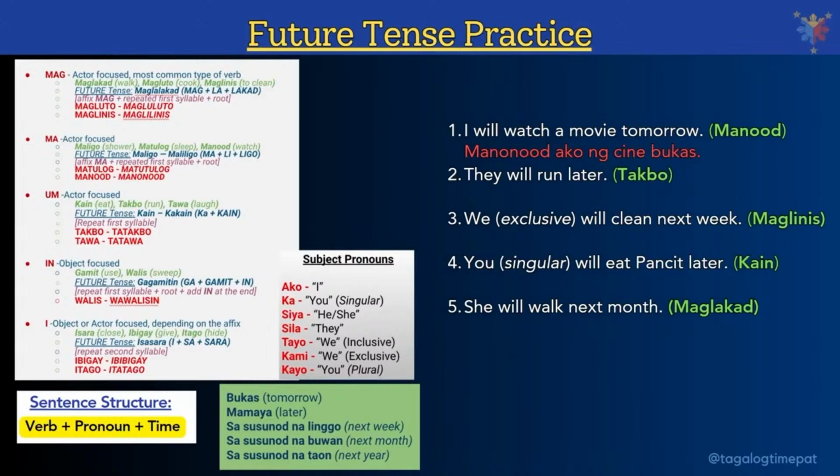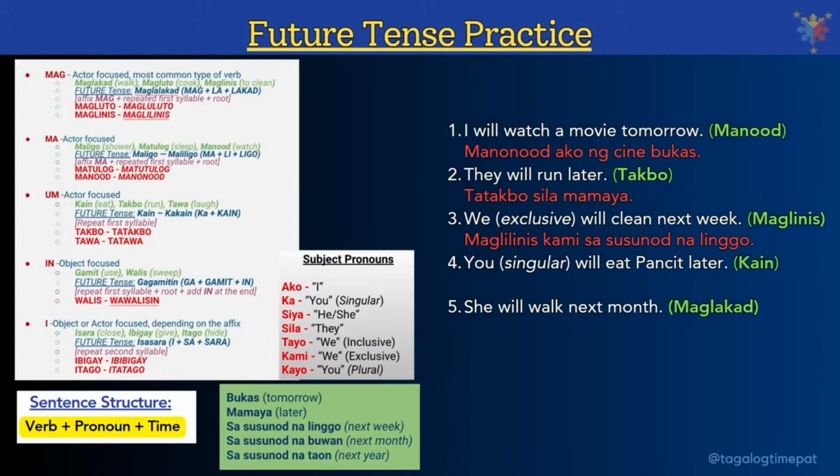All right, let's start with number 2. They will run later. Takbo means to run. Tatakbo sila mamaya. Number 3, we exclusive will clean next week. Maglinis means to clean. Maglilinis kami sa susunod na linggo. We will clean next week.